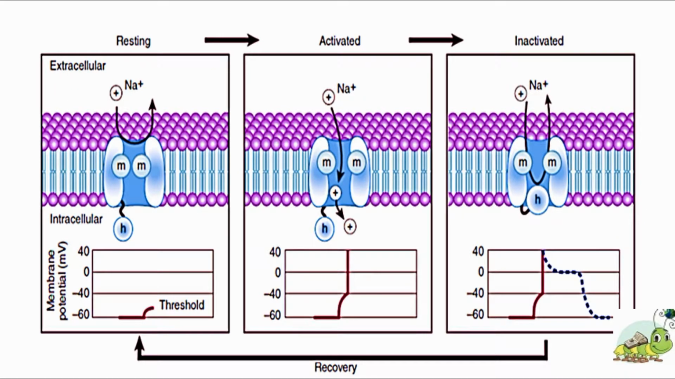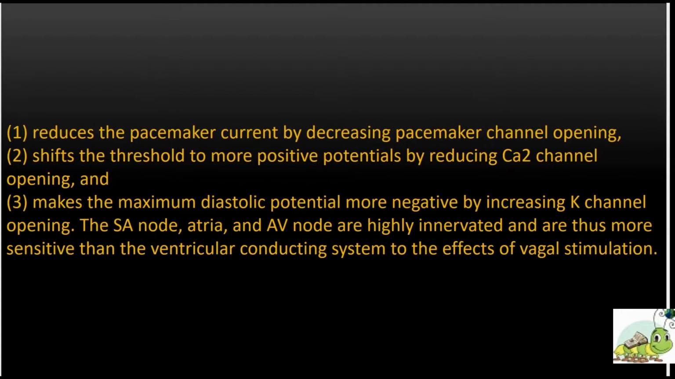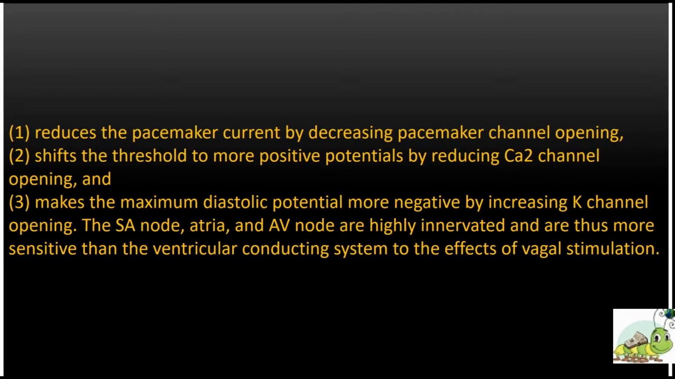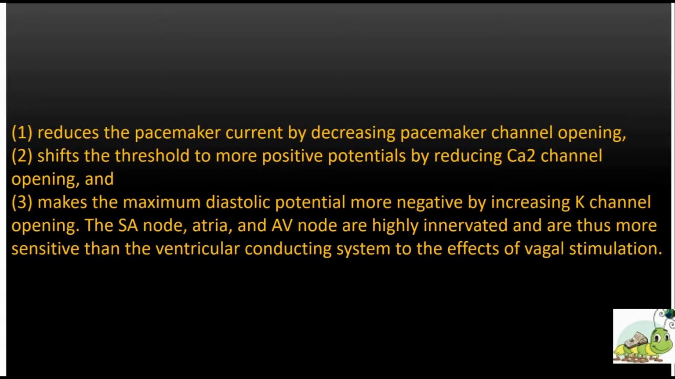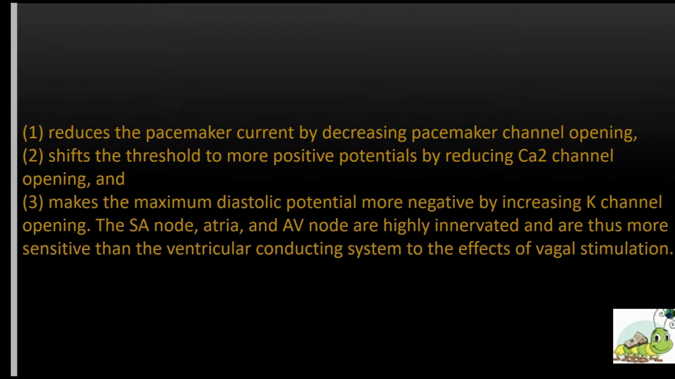The parasympathetic vagus nerve affects the SA node by a number of mechanisms that oppose the sympathetic regulation of heart rate. Vagus nerve release of acetylcholine initiates intracellular signaling cascades that, number 1, reduce the pacemaker current by decreasing pacemaker channel opening. Number 2, shift the threshold to more positive potentials by reducing calcium ion channel opening. And number 3, make the maximum diastolic potential more negative by increasing potassium channel opening. The SA node, atria and AV node are highly innervated and are thus more sensitive than the ventricular conducting system to the effects of vagal stimulation.